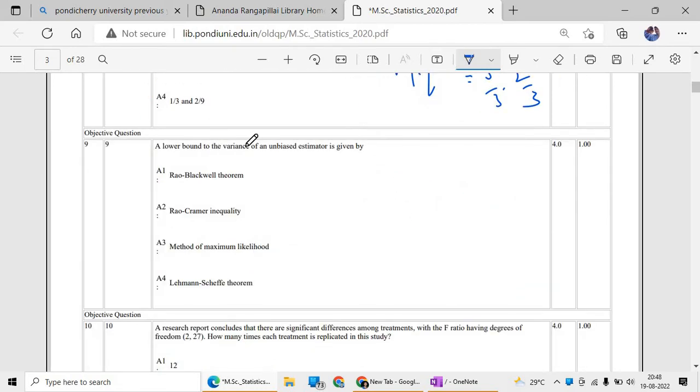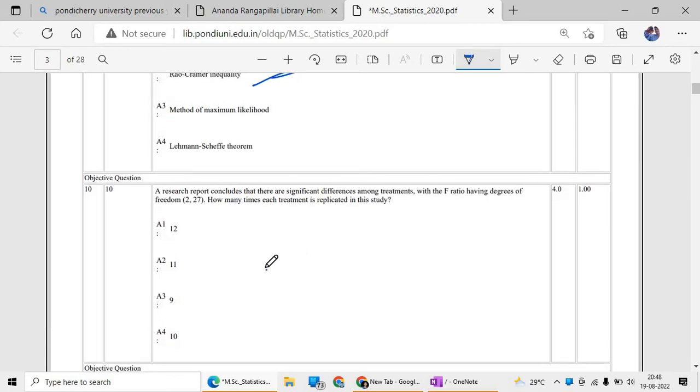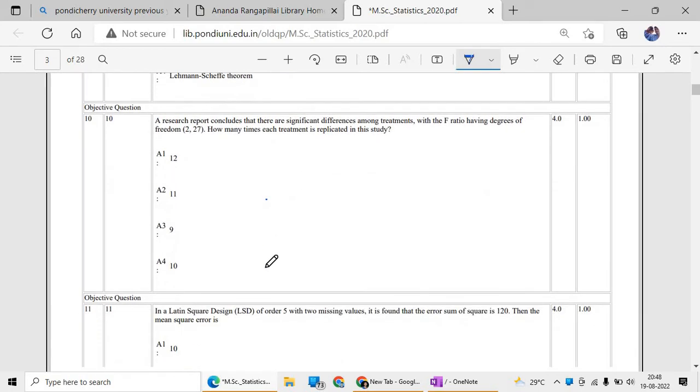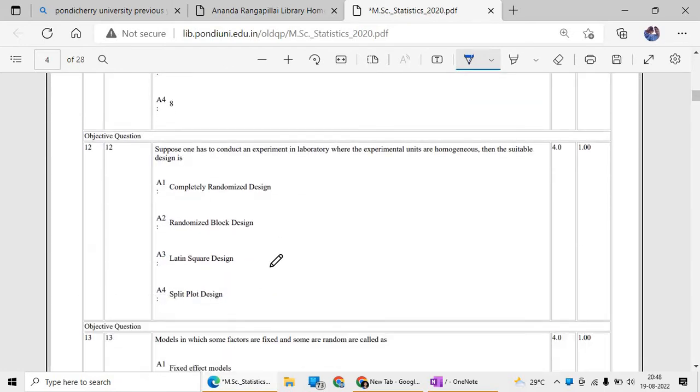Lower bound to the variance of an unbiased estimator is given by C.R. Rao, Cramer-Rao inequality. So next question. So you can do the design questions, that is degree questions you can do. Maximum we cover which questions?